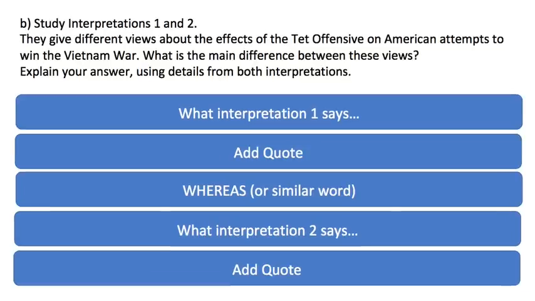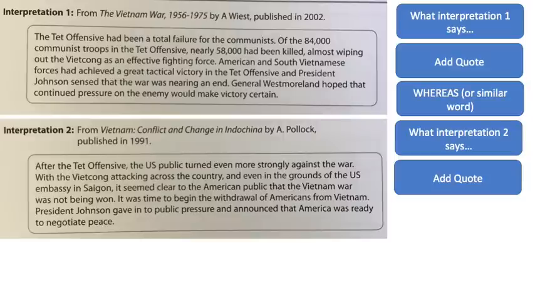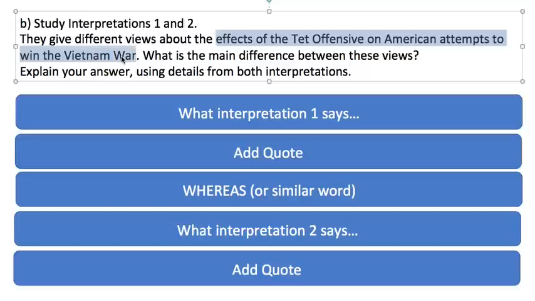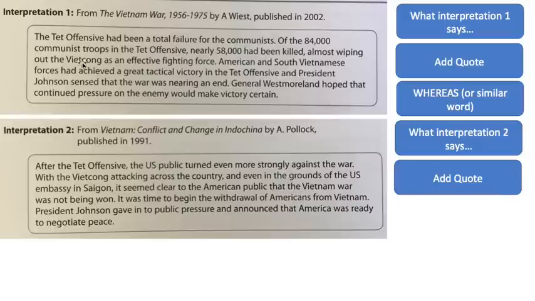Now then, interpretation 1 and 2 focuses on this side, as we see from this question. It says they give different views about the effects of the Tet Offensive on American attempts to win the war. So it's the same thing as the how useful question. What is the difference? Now this one says it was a complete military disaster, which we know is true.